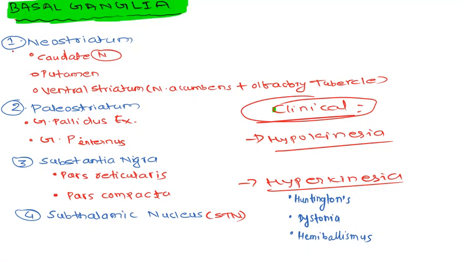These are the subdivisions. So first of all we will see the neostriatum. Neostriatum consists of the caudate nucleus and putamen. These are also just known as the striatum or dorsal striatum, and the ventral striatum can also be included in this. If somebody asks us about the neostriatum, we have to say caudate and putamen, but we can also include the ventral striatum, nucleus accumbens and olfactory tubercle, which together work in the mesolimbic pathway. Anyways, let's move on. We have the paleostriatum.